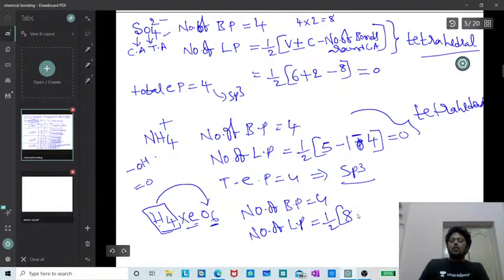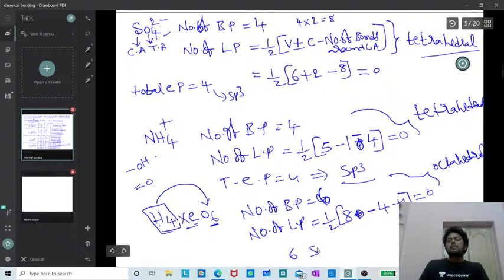So 4, that means 4 covalent bonds, 4 bonds, 8 minus 4, and 2 oxygens are bonded with a double bond. Double bond means 2 electrons, 2 into 2, 4 minus 4, so 0. Number of bond pairs 6, lone pairs 0. So the geometry is octahedral geometry. Hybridization, total electron pairs 6, so hybridization is sp3d2.